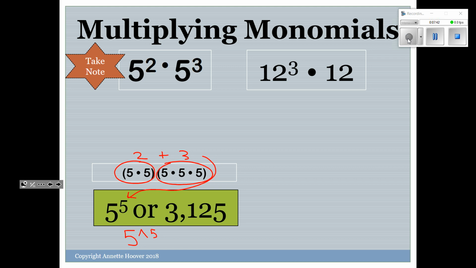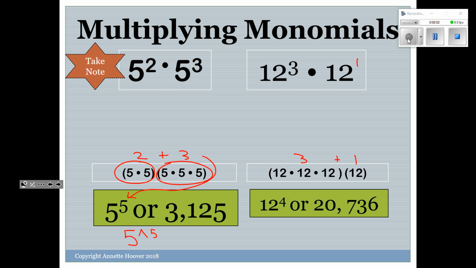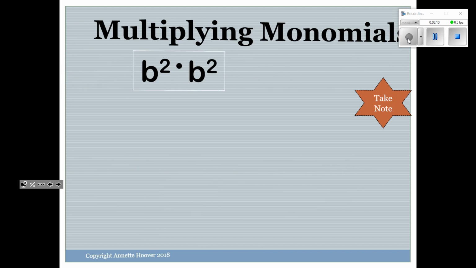In the next example, we have 12 to the third power, or 12 cubed, times 12, which is the same thing as 12 to the first power. So on your notes, you have 12 3 times, multiply times 12 one more time, and 3 plus 1 is 4, so what we really have is 12 raised to the fourth power, which is 20,736. So remember the rule with multiplying with monomials. If the base is the same, you just add the exponents.